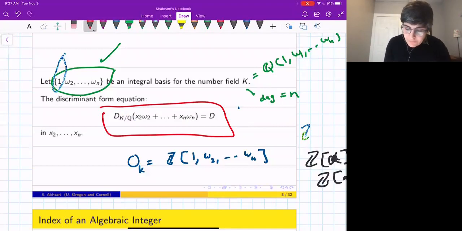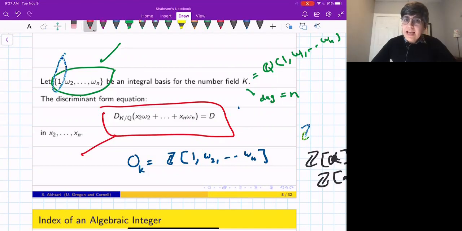So if I write an equation like this with a fixed integral basis, and then I put it equal to D and ask you to find the solution, you are going to go out and look for x2 to xn that are integers. But actually what you are finding are algebraic integers in K that have discriminant D. And this is quite a difficult question. That is, we don't have clear answers to that.